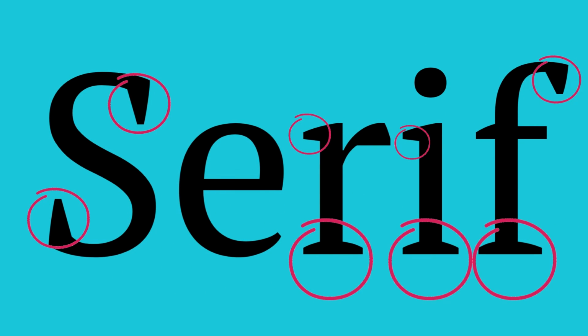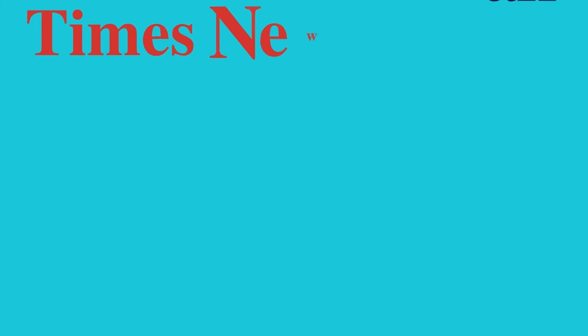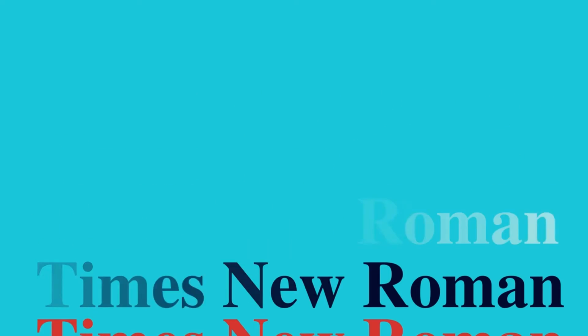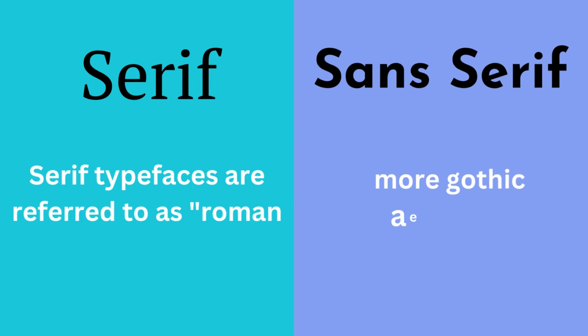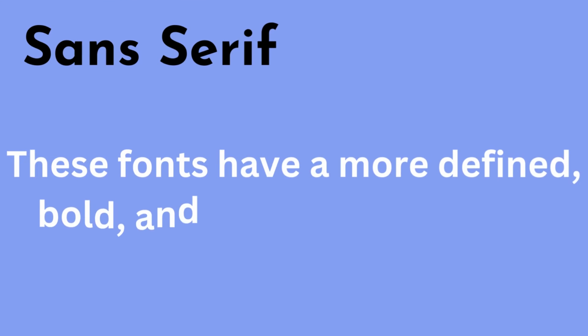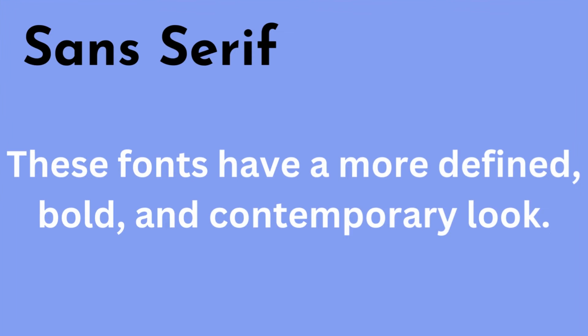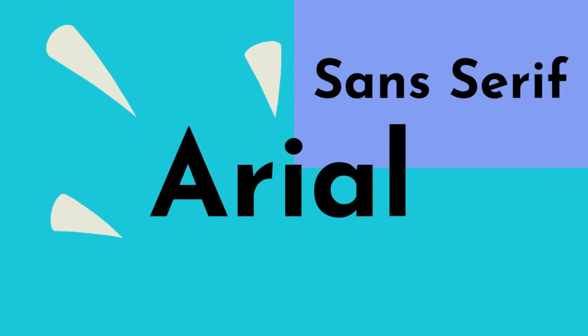Although a foot can be seen at the bottom of a letter to identify a serif, there are numerous other variations. Times New Roman is one of the most well-known serif versions. Sans serif typefaces are referred to as Roman, and they have been in vogue since the middle of the 20th century and have a more Gothic aesthetic. These fonts have a more defined, bold, and contemporary look. Arial is a well-known sans serif typeface that is used frequently in headlines and announcements.